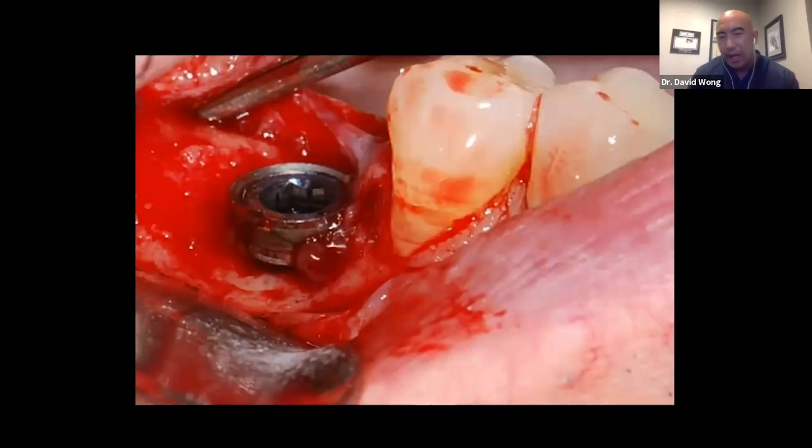We have a gigantic 5 by 10.5 BioHorizons internal hex implant. And here you go. It's flapped open and you can see the fracture. But the implant's integrated. So how do you get this thing out? There are little reverse torque kits that work. That wasn't available at this time because this was about 12 years ago, I believe.